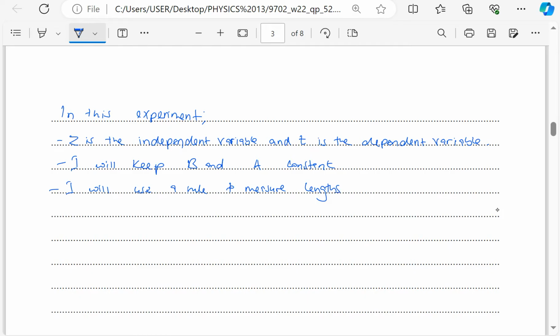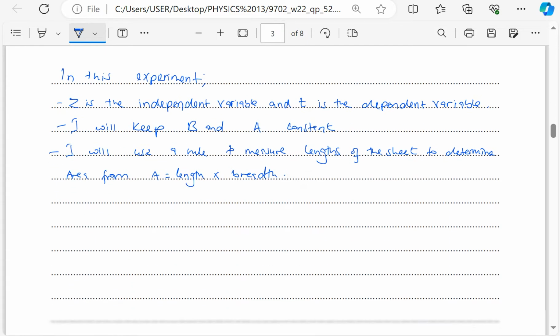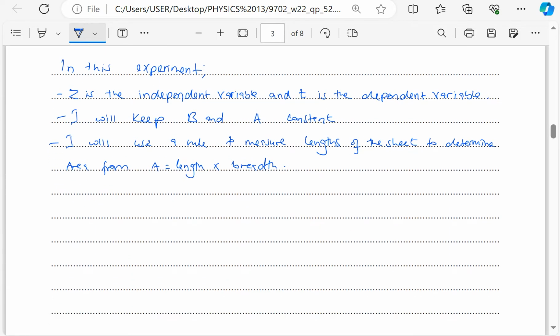This is plural, that could be length times width. They are just lengths. Length of the sheet to determine the area. So the area is going to be equal to the length multiplied by the breadth. Okay, so I have determined the area of the sheet that I'm using.